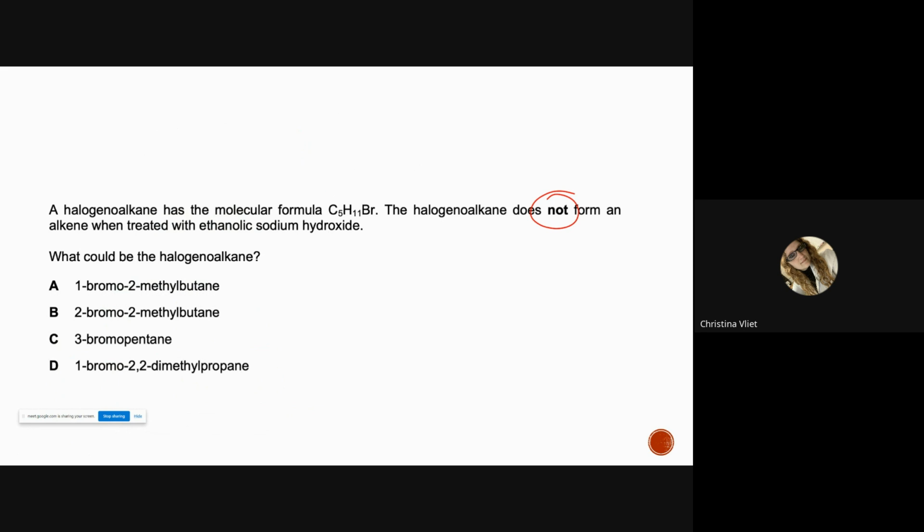It cannot make an alkene when treated with sodium hydroxide and ethanol. So the key here is that no alkene can be made by whatever the formula you are looking for is. And so they give you options. What could it be? When I was looking at it, I just figured to start where you have the most stuff going on, which is actually D.